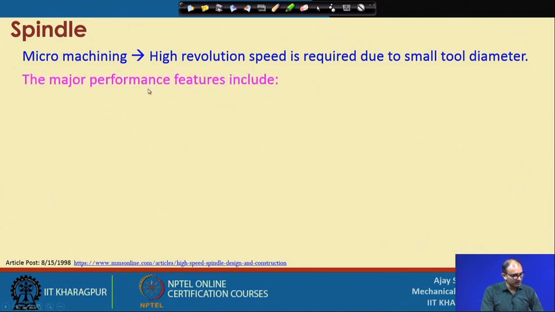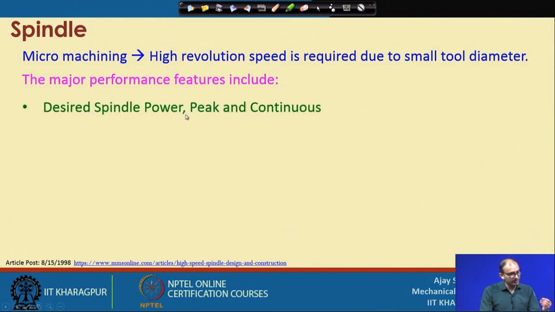So, the major performance features required for a spindle: first is the desired spindle power. What is the power of the spindle? Because that will decide how much depth of cut you can get, and how much force it can sustain during machining. Then peak power and continuous power. When you are machining at 40,000 RPM or so, how long can you continue, because there is a limit on that also. Suppose 40,000 is a peak only, and you cannot continue for a longer period of time at 40,000 RPM. That is the difference.